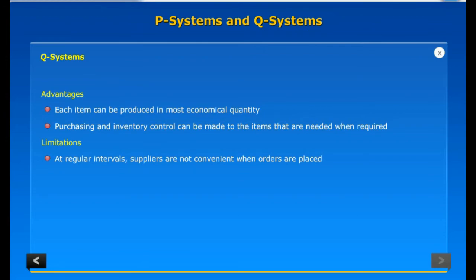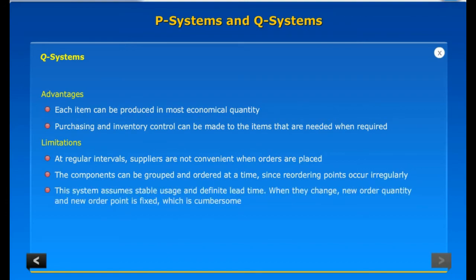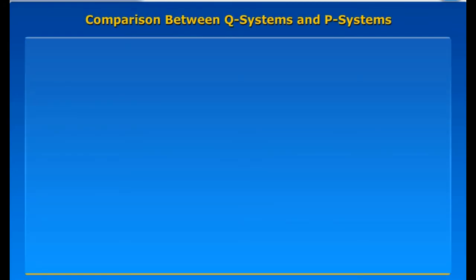Limitations. Suppliers are not convenient at regular intervals when orders are placed. The components can be grouped and ordered at a time, since reordering points occur irregularly. This system assumes stable usage and definite lead time. When they change, new order quantity and new order point is fixed, which is cumbersome.